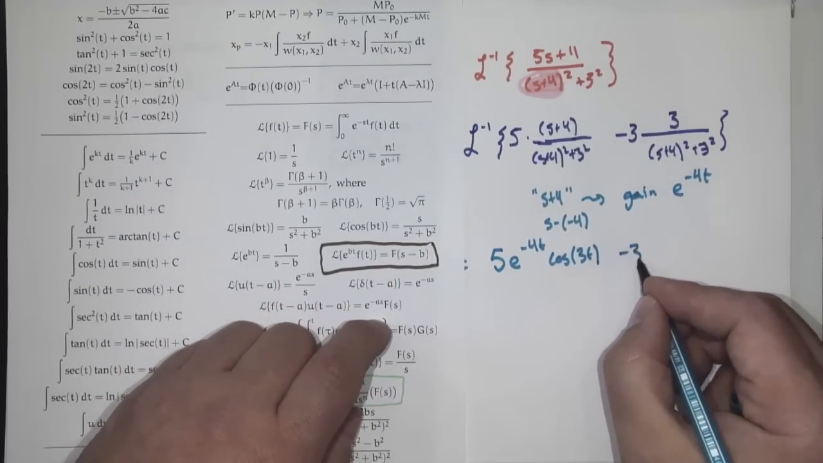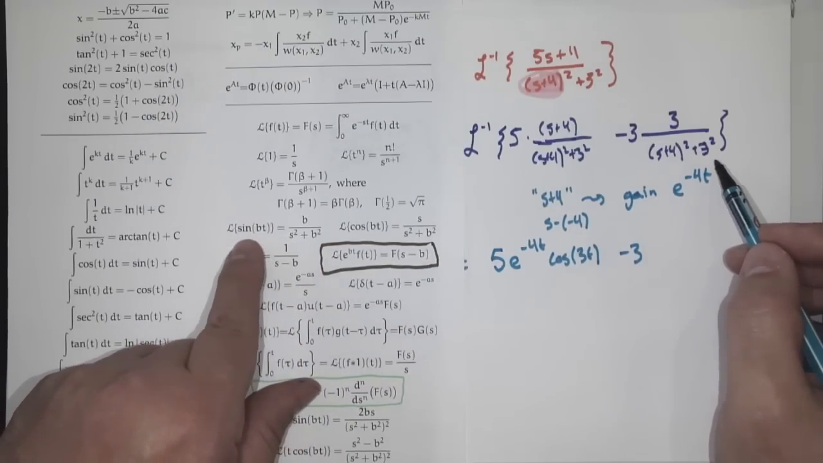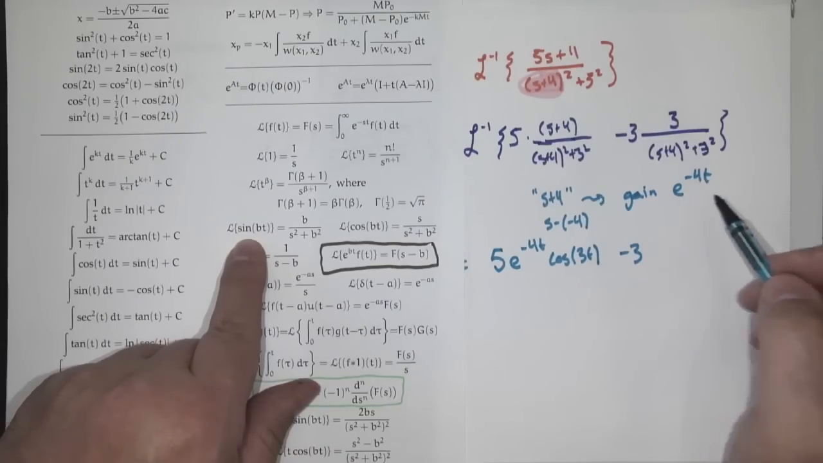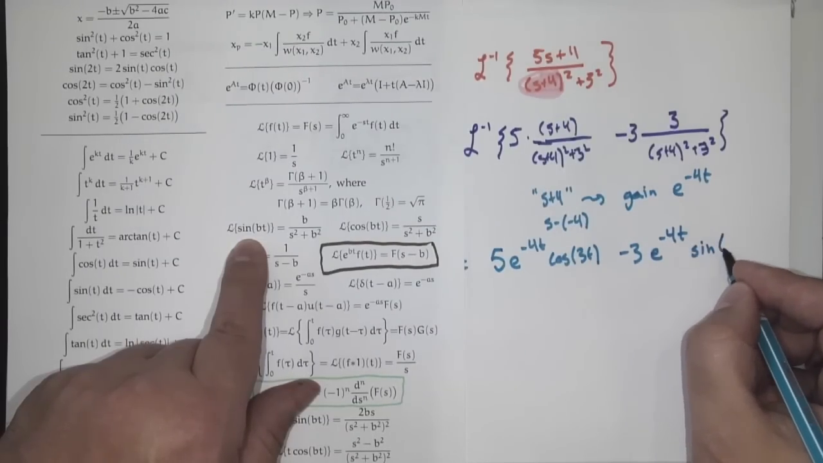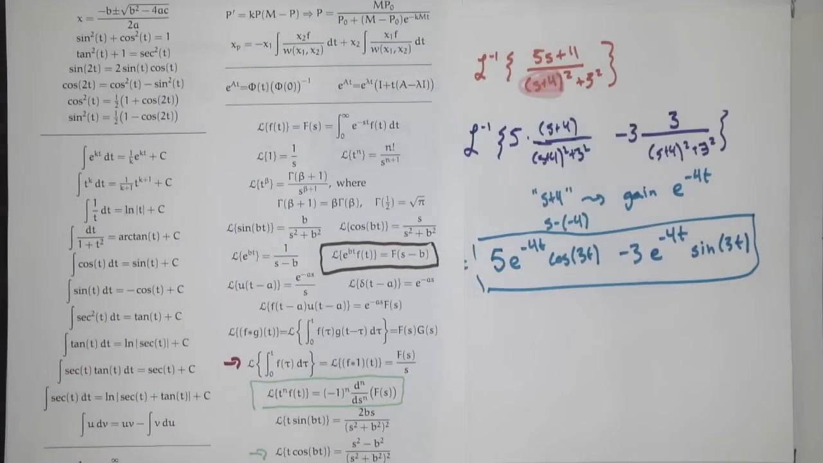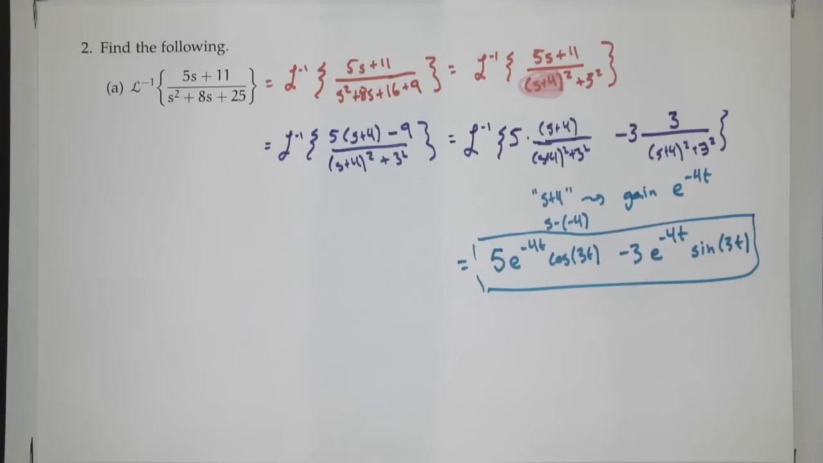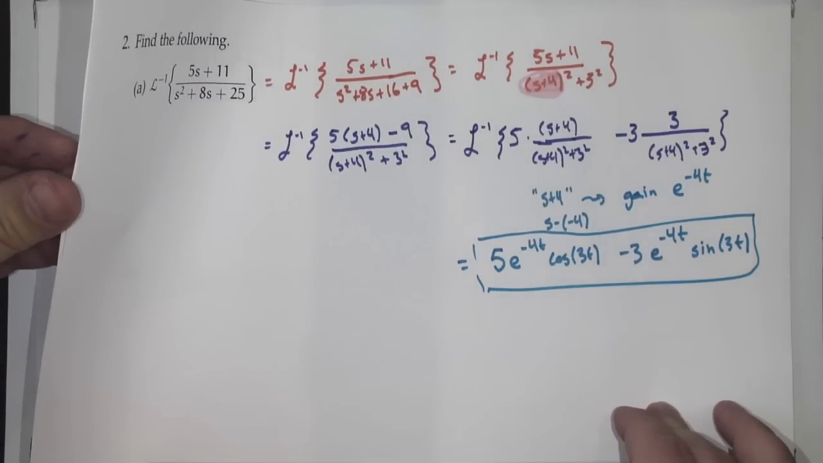Then the next term, minus 3. Again, we have that b is 3. We have a sine of 3t, but because of that s plus 4, we're going to add an extra e to the minus 4t, which caused the shift. And that's the answer. All right. Any questions here? Okay, on to part B.